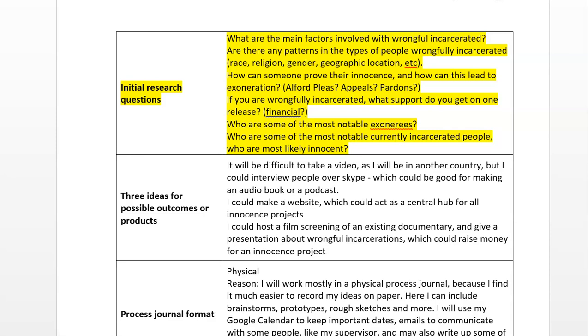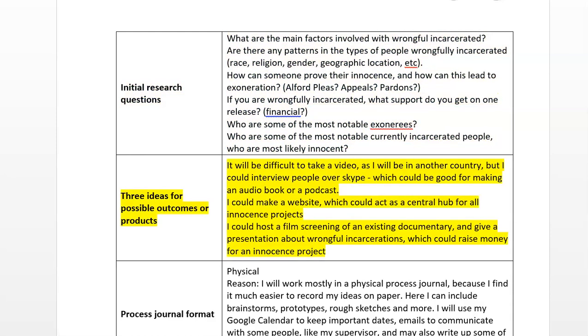You should try to write more than 1 or 2 questions though, because this will give you a better range for your project and will also help your new supervisor understand what it is that you would like to research. The next section of the Personal Project Proposal form is 3 ideas for possible outcomes or products. Before we have a look at this section, let's remind ourselves what is a product on the personal project.